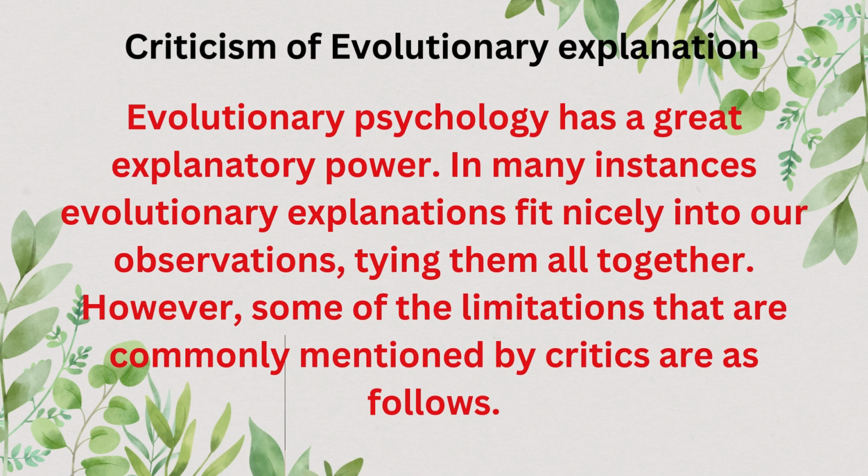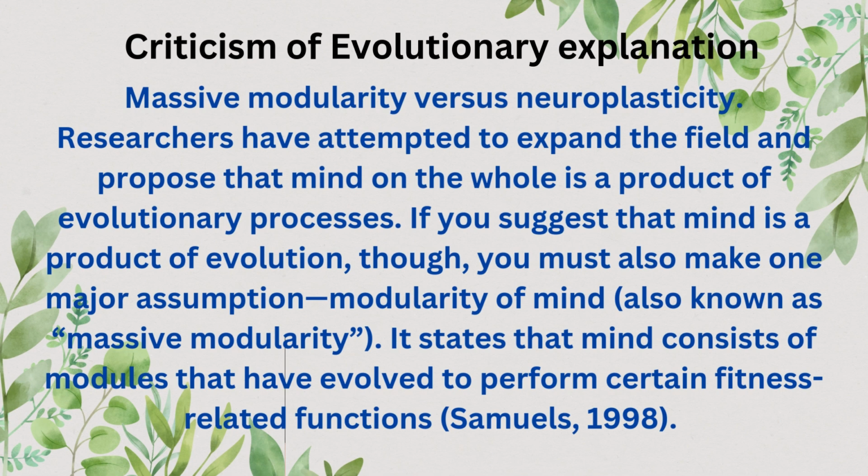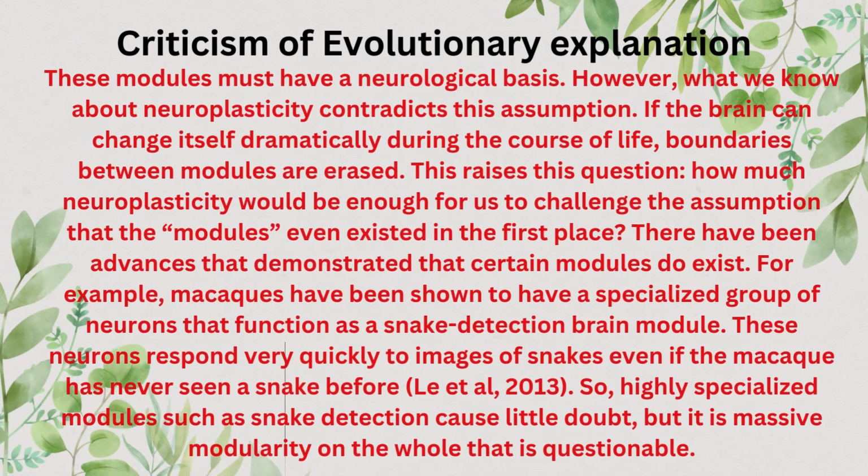Evolutionary psychology has a great explanatory power, but there is massive modularity versus neuroplasticity. Researchers have attempted to expand the field and propose that the mind on the whole is a product of evolutionary processes. If you suggest that the mind is a product of evolution, you must also make one major assumption: modularity of mind, also known as massive modularity. It states that the mind consists of modules that have evolved to perform certain fitness related functions. Now these modules must have a neurological basis, obviously.